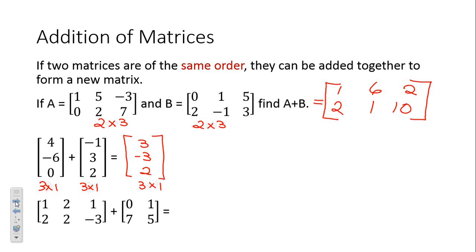How about the next example? Can't do it, right? Not possible, why not? Right. Okay, because we have a 2 by 3 and a 2 by 2. Okay?